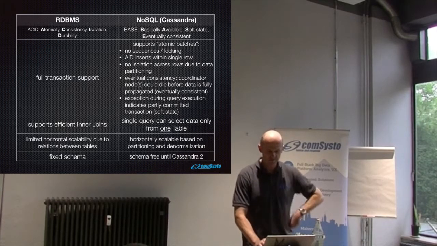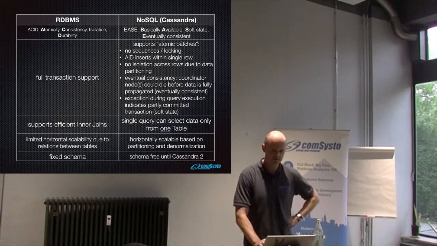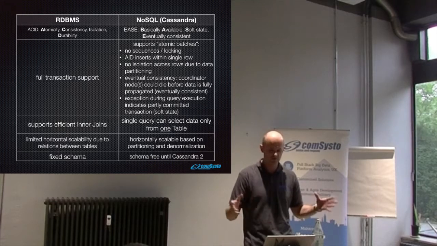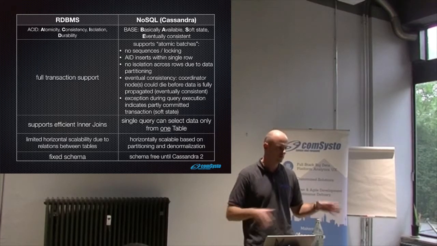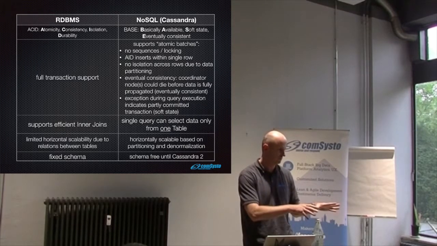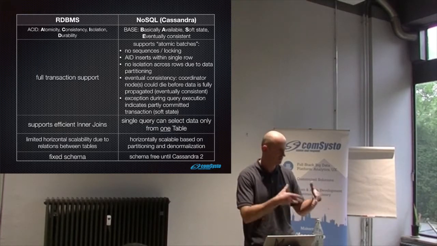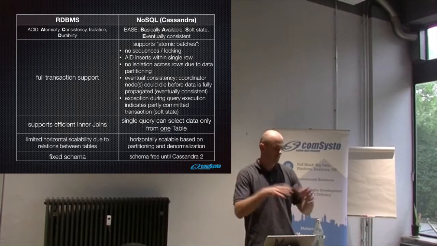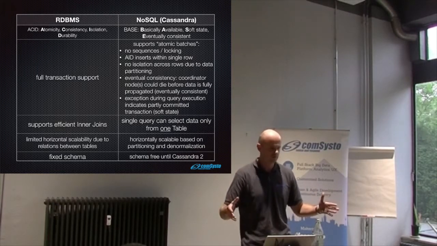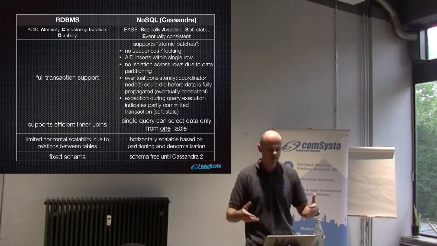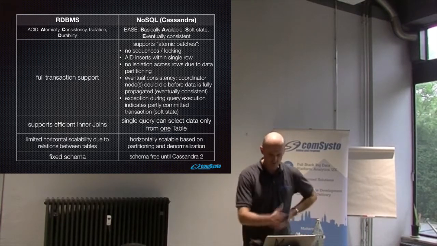So Cassandra takes a different approach. It uses this BASE concept. Basically available means you have a cluster which consists of many nodes. If some of those nodes are down, then the cluster is still online. Maybe some functionality is partially not available, but in general, the cluster still works. So it's quite hard to have a complete crash compared to other databases.